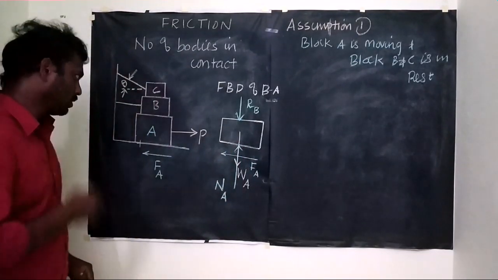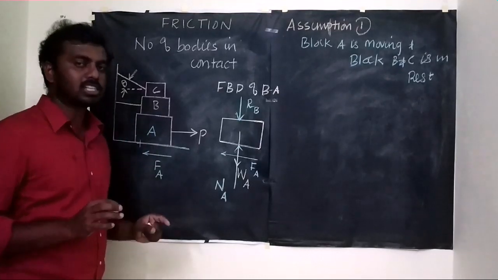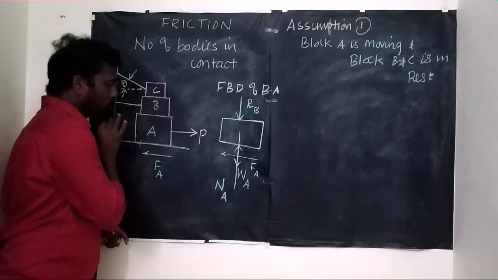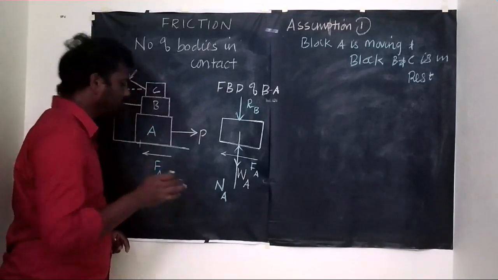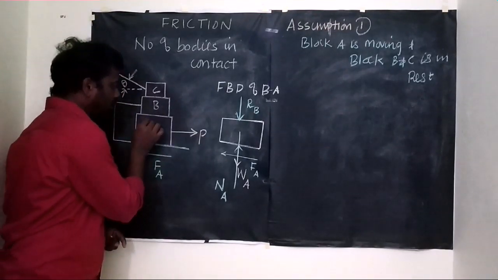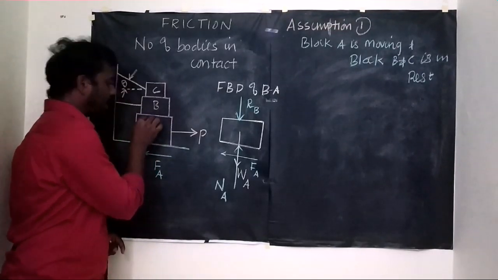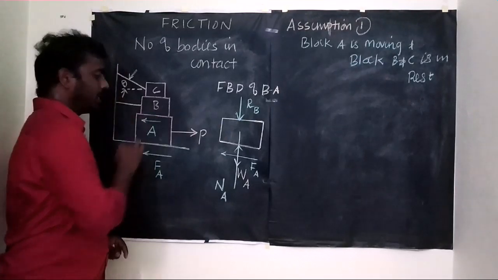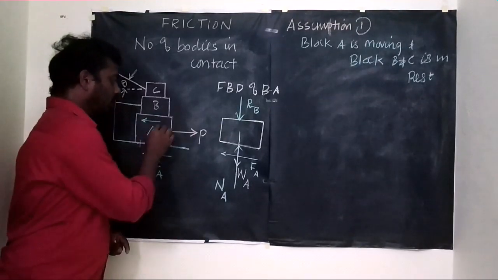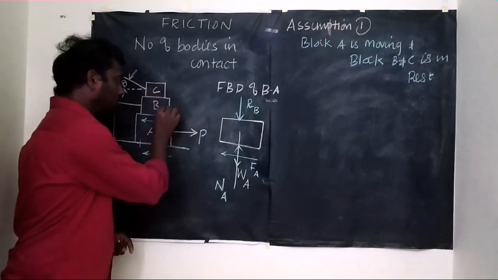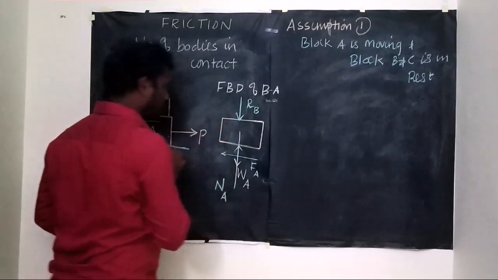Don't forget it. Then come to the junction of block B and block A. Here, due to movement of block A, a friction force is going to happen in this direction. That is the limiting friction force acting in this direction. Here the limiting friction force value depends upon the surface finishing of block B. So I am going to mention it here.